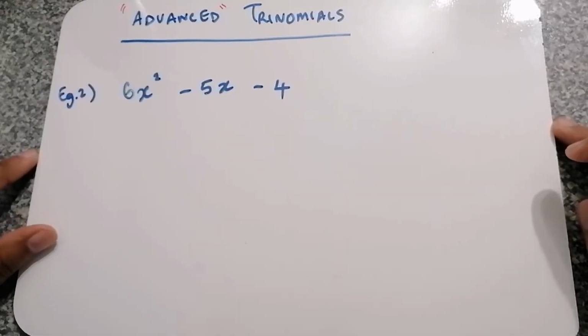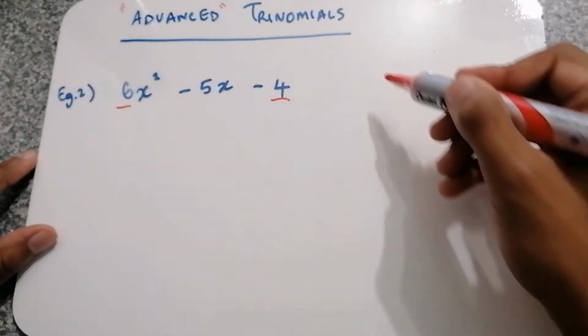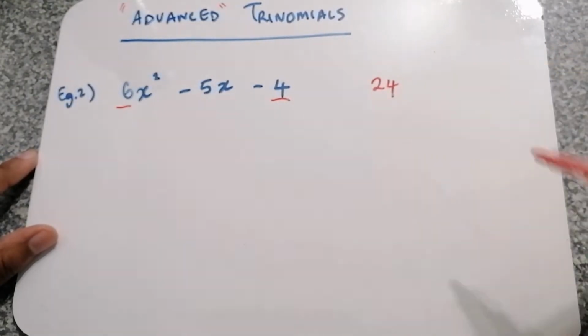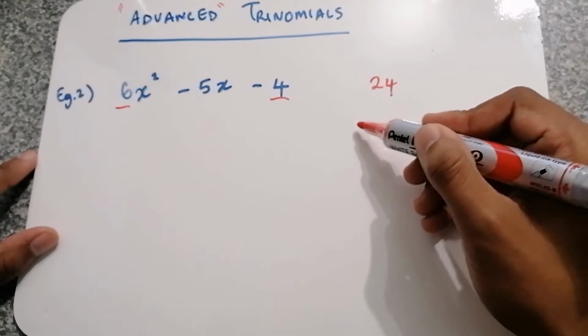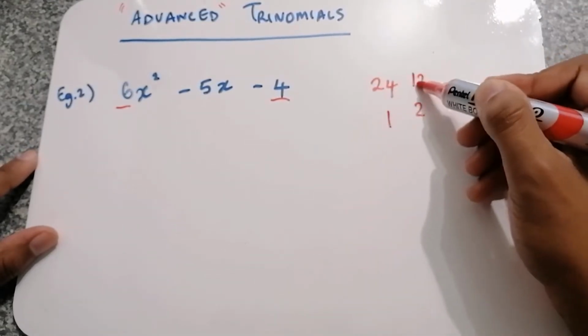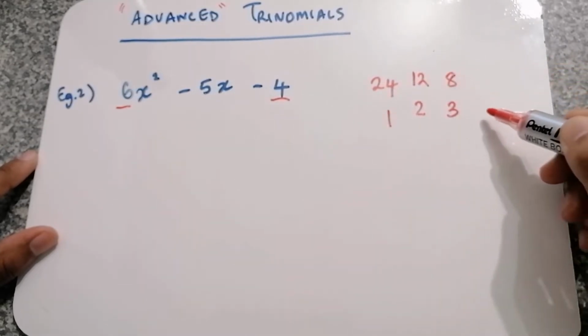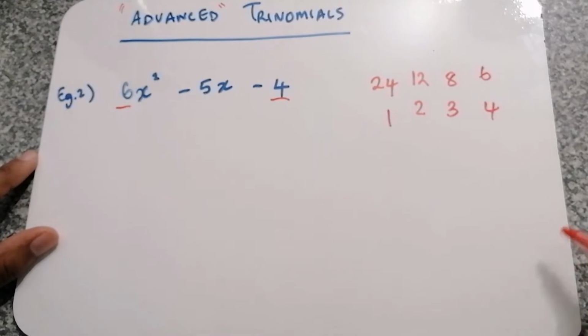So here's a second example. 6x squared minus 5x minus 4. Let's first multiply the 6 and the 4 to get 24, and now we find the factors of 24. So it's 24 and 1, it's 2 and 12. If you divide it by 3, it's 8, and if you divide it by 4, it's 6. So these are all the factors of 24.